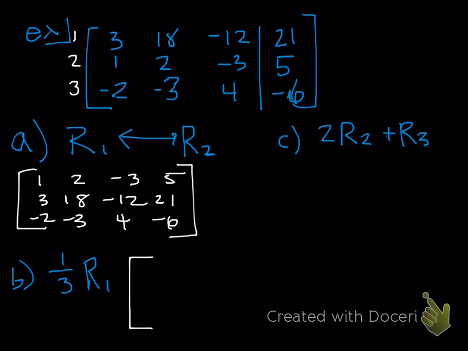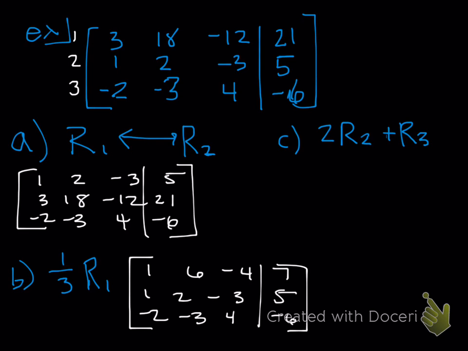So going back to the original matrix, not the one that we did in letter A, this says I want to multiply everything in row 1 by a third. So essentially that means I want to divide by 3. So my top row will become 1, 6, negative 4, and a 7. And then 1, 2, negative 3, 5, negative 2, negative 3, 4, and a negative 6. So notice the rest of the rows remain untouched.